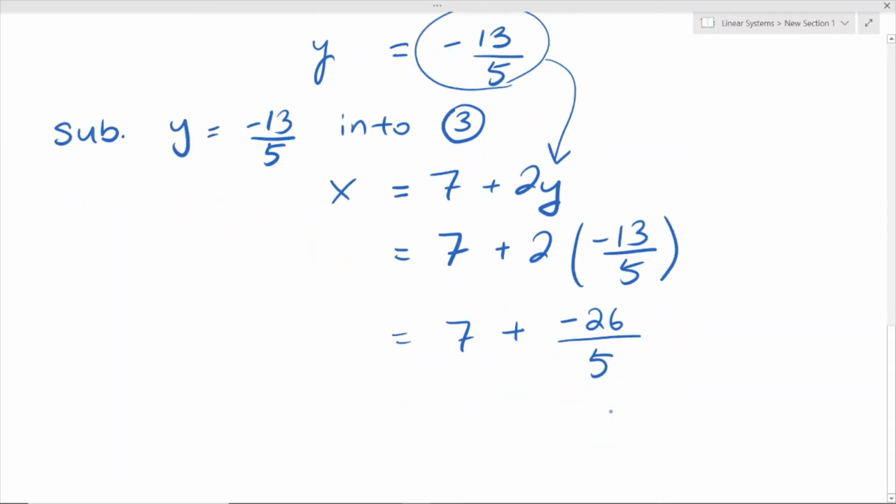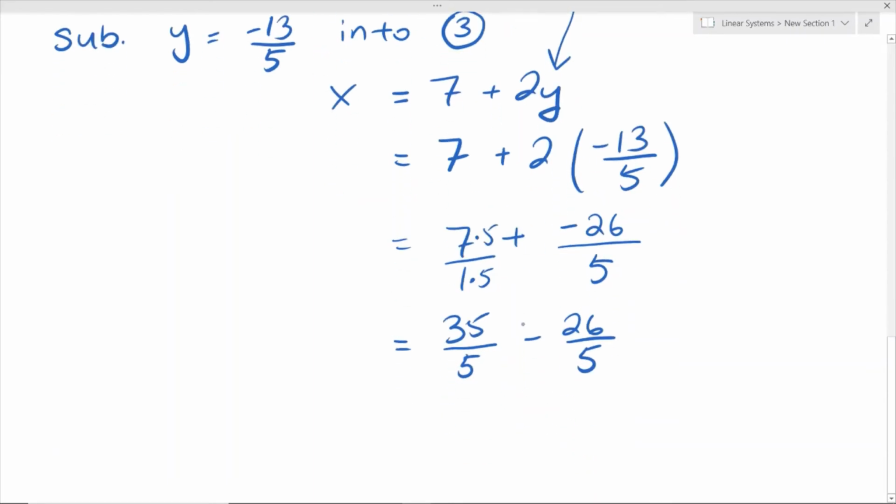And then we see a fraction, right? So let's basically get a common denominator so we can add the fraction. So this is basically 7 over 1. So multiply by 5 here, multiply by 5 here to get a common denominator. And 7 times 5 is 35. 1 times 5 is 5. This is minus 26 over 5. Well, you're adding a negative, right? So it's the same thing if we just don't write the plus sign. Basically, we're subtracting when you are adding a negative. So 35 minus 26 is going to give us 9 over 5.